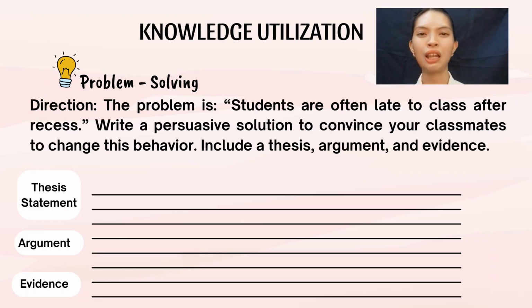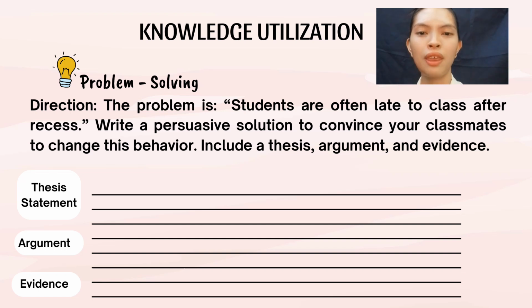Now we are here in level 4, which is knowledge utilization. This level requires applying knowledge to real-world problems. So learners are not just identifying or analyzing anymore. They are using their persuasive writing skills to create a solution. My activity here is problem solving. They have to write a persuasive solution for students being late after recess.